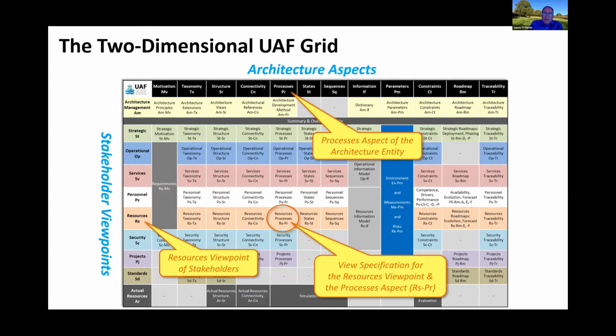So RSPR represents RS for the resources viewpoint and PR for the processes aspect. That makes it a little bit easier, more intuitive for people, because in DODAF, no one remembered what an OV5 represented, or SV4, or a standards view 3. No one would remember those. So using these 4-letter designations helps people remember where they are in the grid.